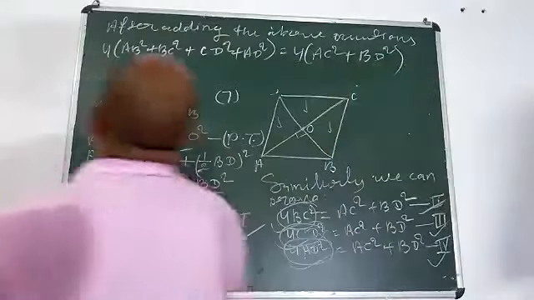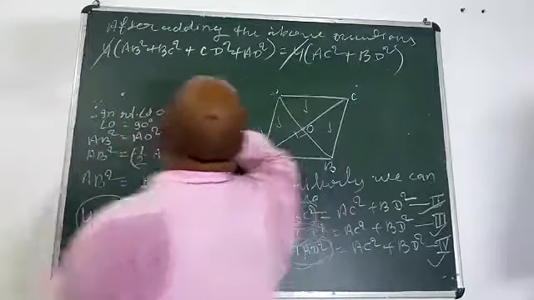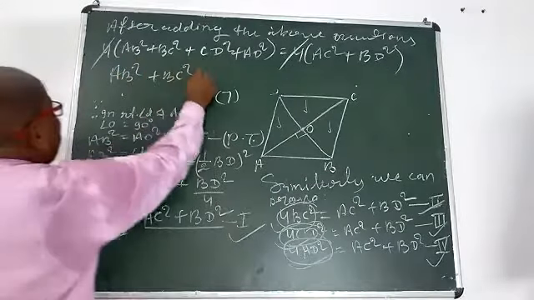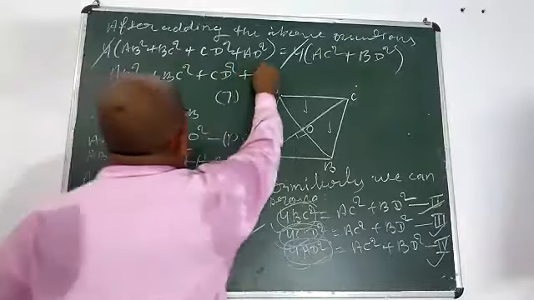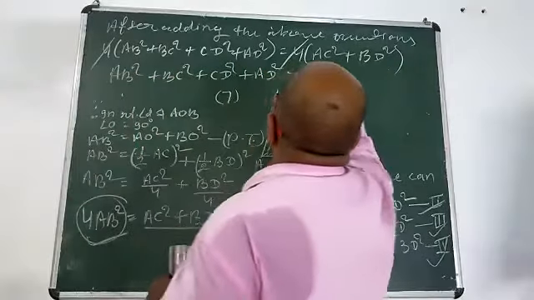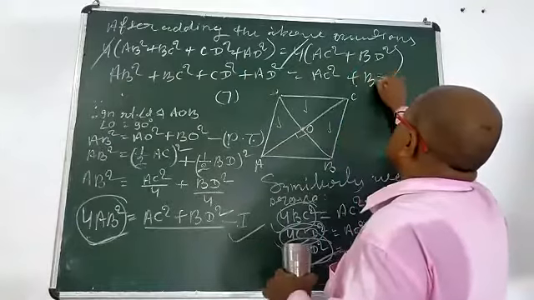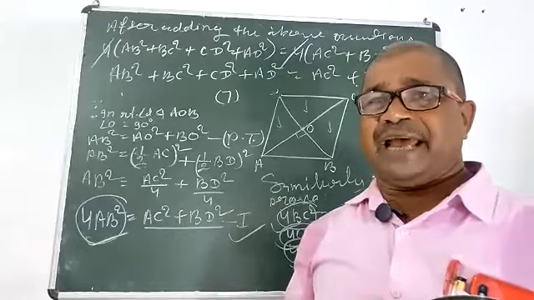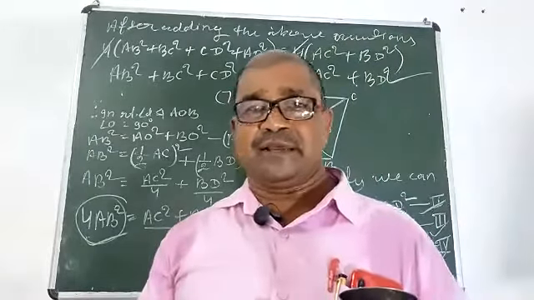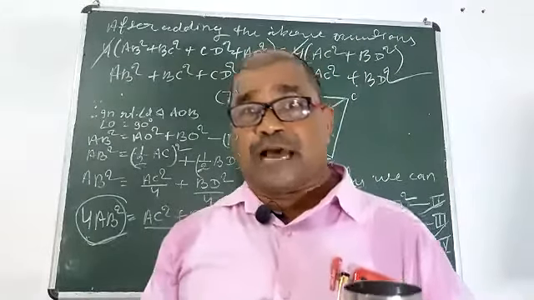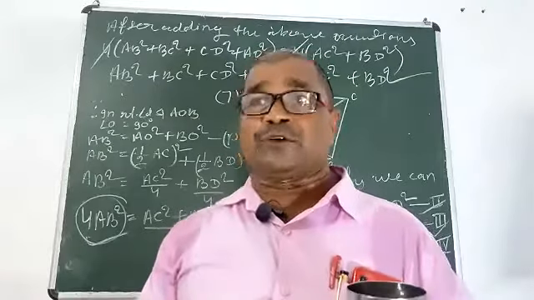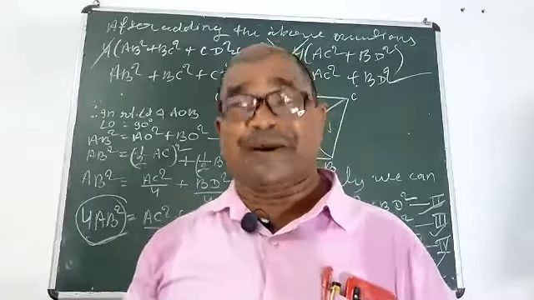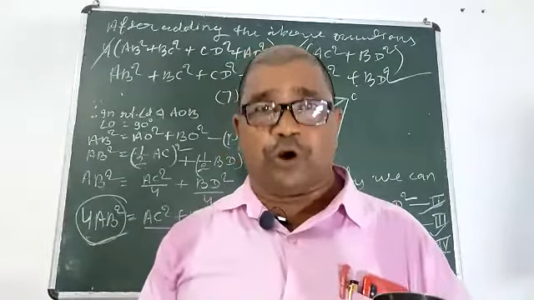Understood? Now 4 cancelled by 4. In this way, you can write AB square plus BC square plus CD square plus AD square equal to AC square plus BD square. Okay, this was to be proved. In a rhombus, the sum of the squares of the sides is equal to the sum of the squares of its diagonals. That is the special property proved by us today related to rhombus.